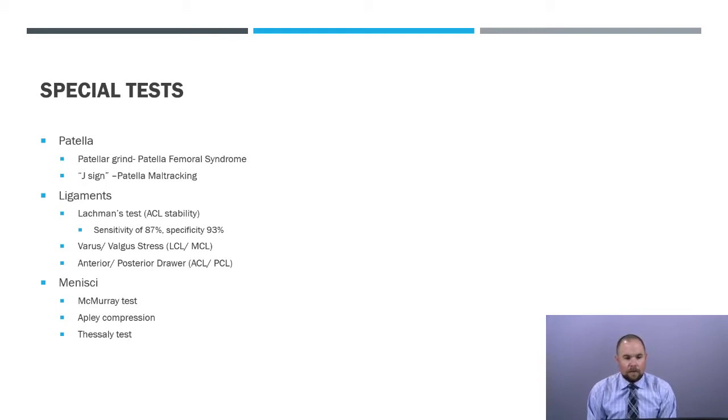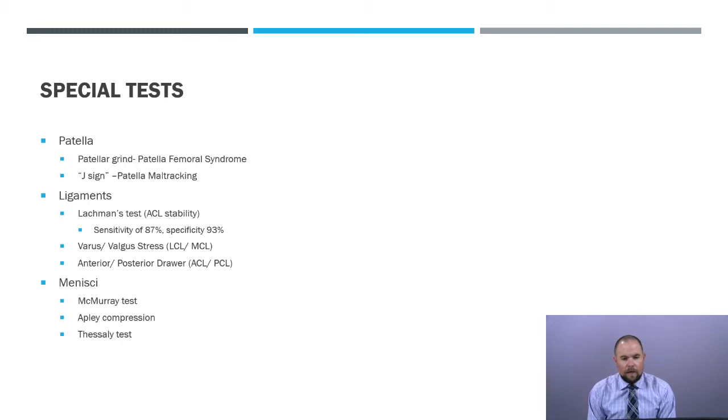Ligaments, obviously important to test, so there are several tests that we look at here. One would be the Lachman's test for ACL stability. It's where you flex the knee about 30 degrees and then apply an anterior force on the lower leg, checking for laxity. You can compare this to the contralateral side.